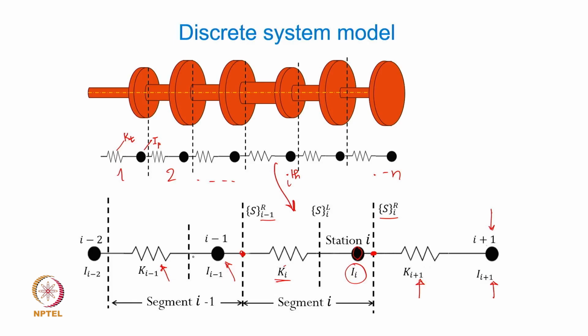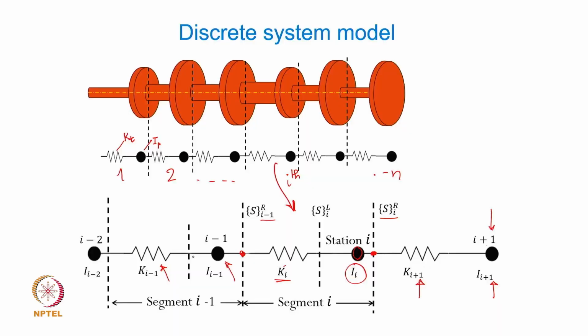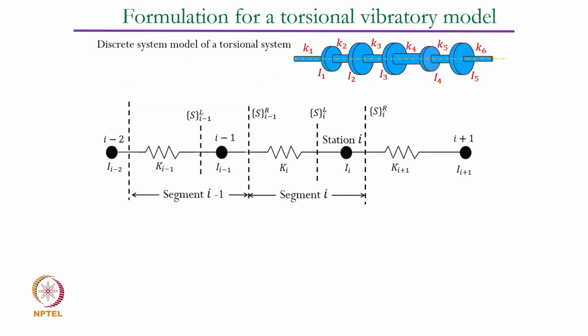Now state vectors will have their own state variables, which define the dynamics. Now this being a torsional vibratory system, the two variables that will define it are the twist and the torque. So the state vector is going to be defined by two variables, that is torque and the twist theta, at each of these stations.